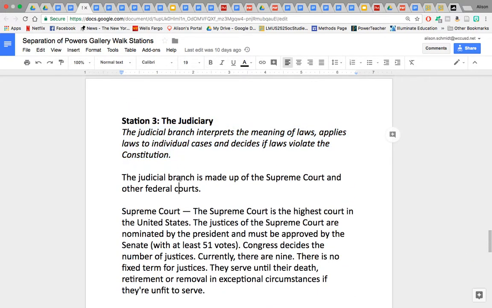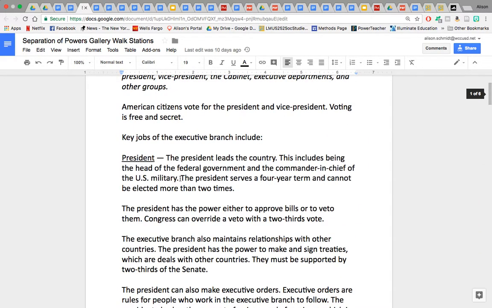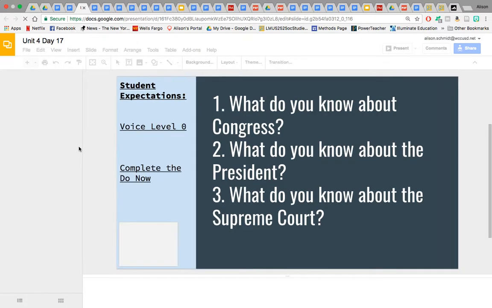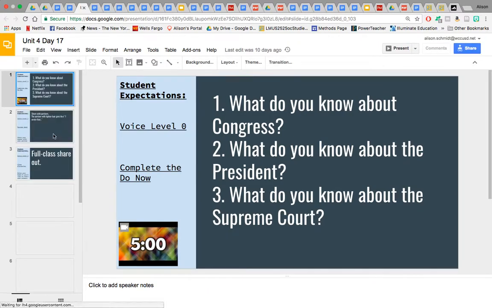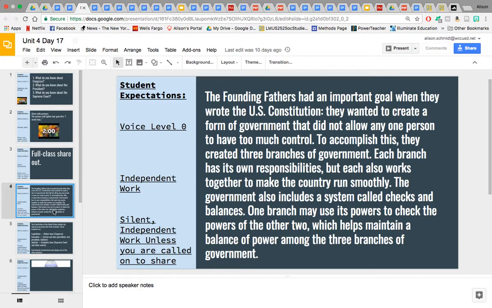It's also kind of edited. Different things are underlined and whatnot, just to help the kids know what they should be paying attention to. And then the PowerPoint for that one tries to activate prior knowledge. They share with their partners, then we read this together about the 3 branches.